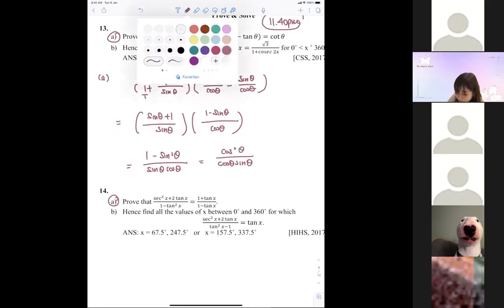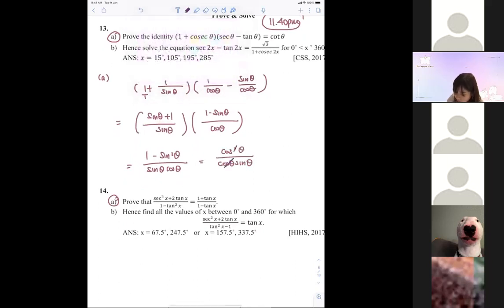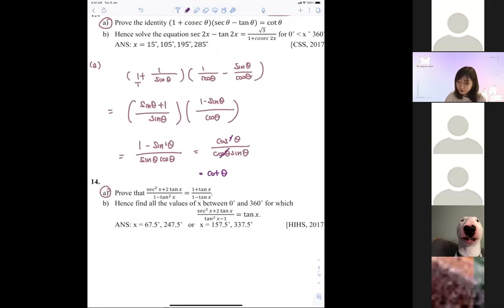All you need to do is just cancel. You get cotangent theta. All right. So just 3 steps.